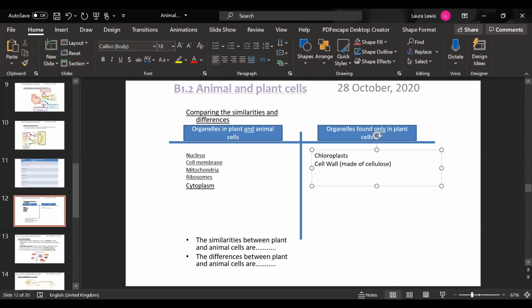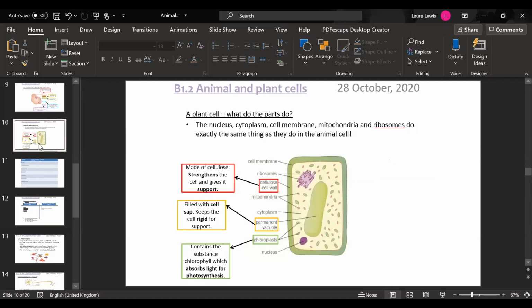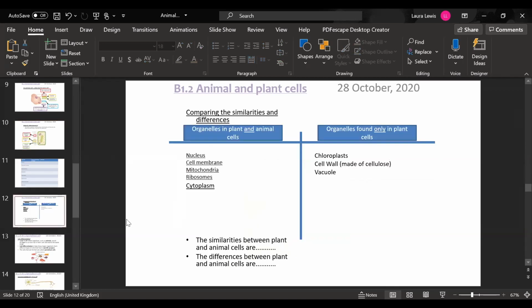In a plant only. Okay, so we had a vacuole. Yeah, vacuole. Also, have we got anything else? Chloroplast, vacuole. No, that's it. That's what we've done. We're done there.